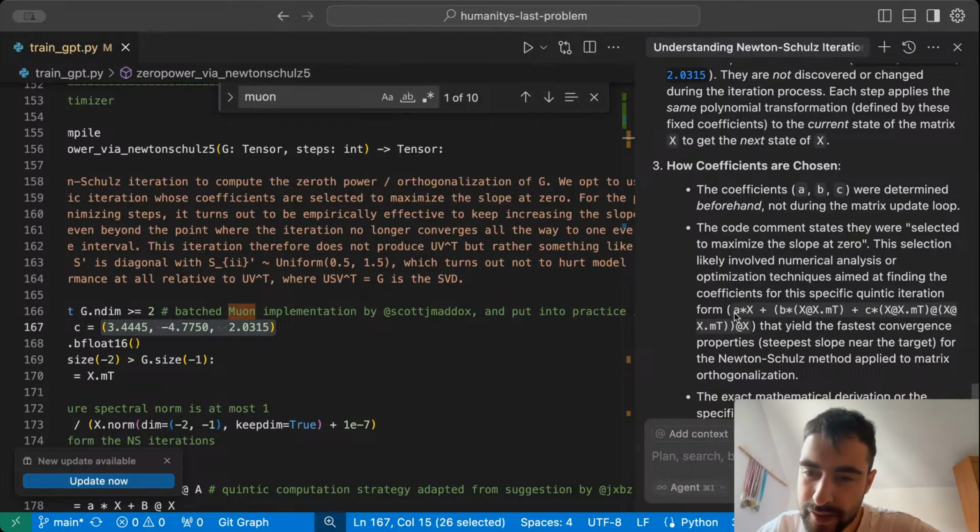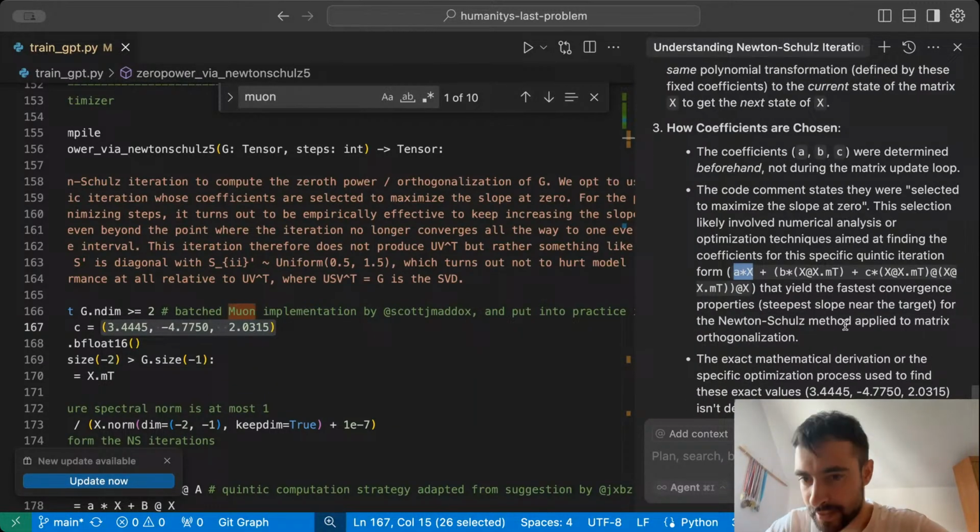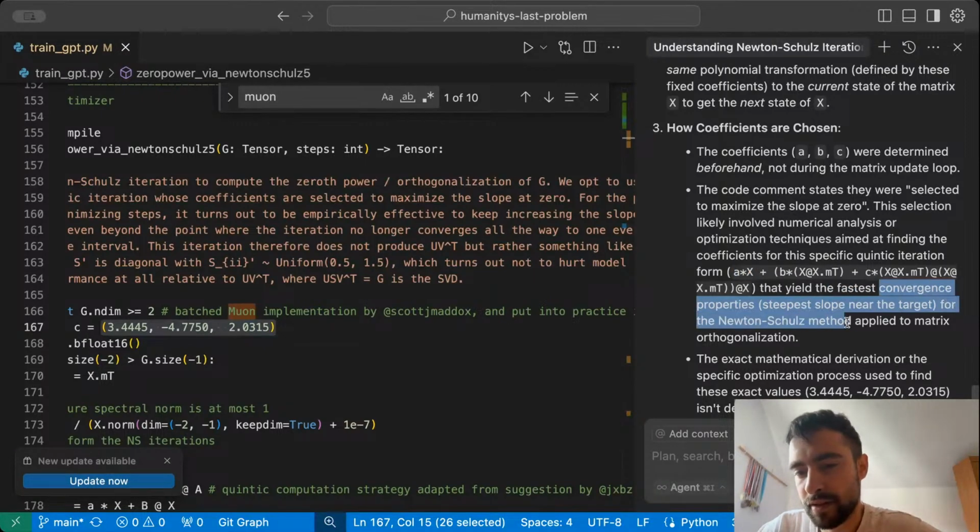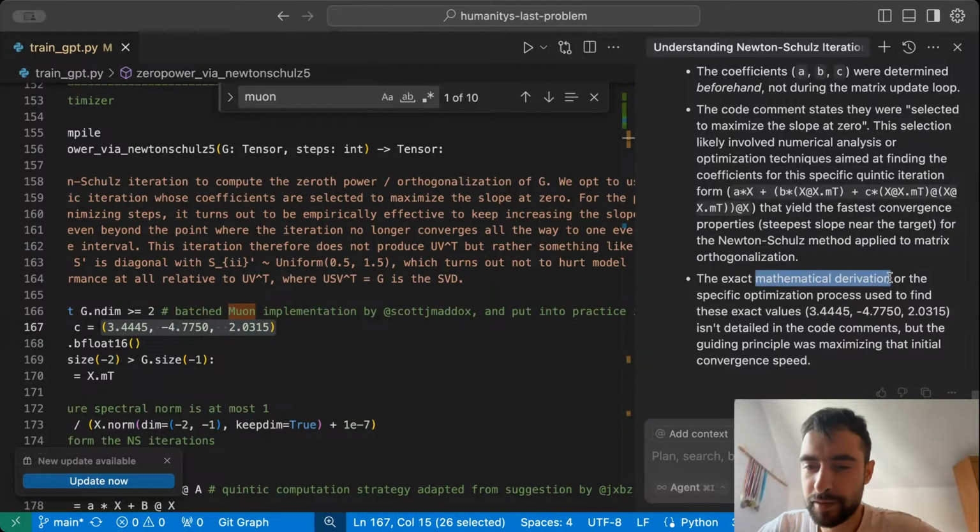What is this? Coefficient of what? I don't know. That yields the fastest convergence properties, steepest slope near the target. The exact mathematical derivation and specific optimization process used to find these exact values isn't detailed. Okay, we have a few questions. Why only 3 coefficients? It's a fifth degree polynomial.